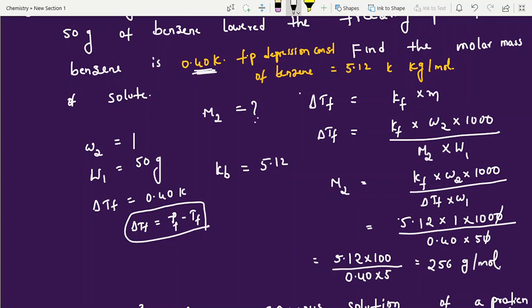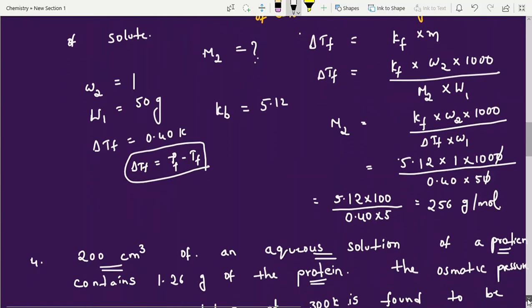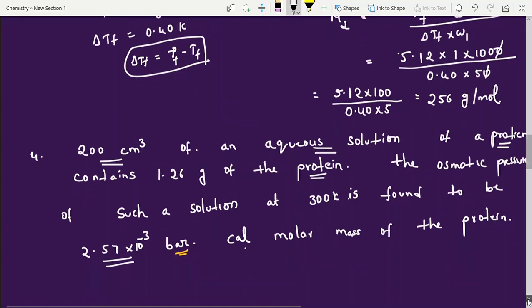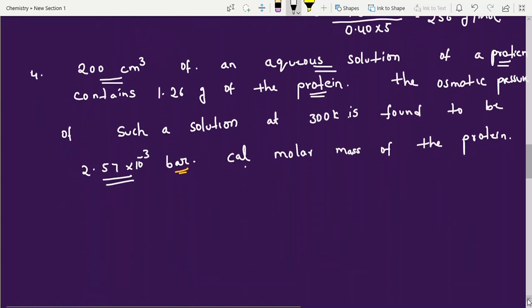Always we have to write the answer with units. Clear, students? That's all. Next, one numerical from osmotic pressure. From colligative properties only you can expect numericals. 200 ml of an aqueous solution of protein contains 1.26 grams of the protein. The osmotic pressure of such a solution at 300 Kelvin is found to be this much. Calculate the molecular mass of the protein.